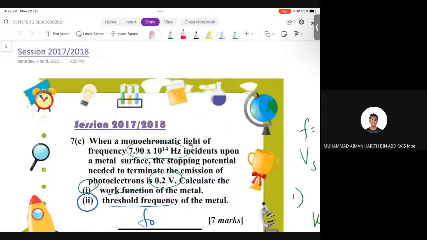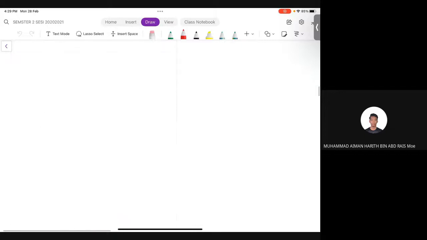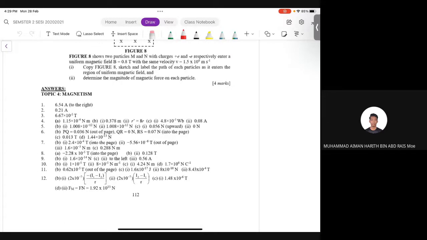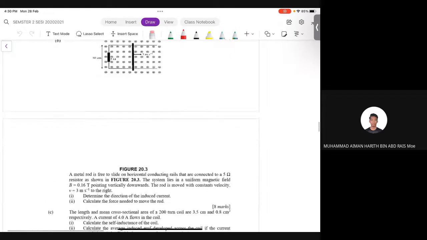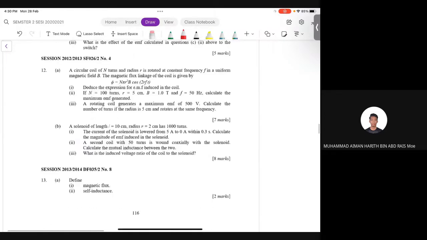Tahu lah awak ni buat pasir. Dah buat dah pasir. Okay tengok apa dia. Tesla B, B memang boleh ada negatif positif. Eh ni chapter magnetism. Dia adalah Weber right? Henry pun banyak.